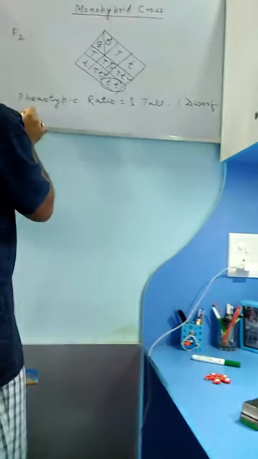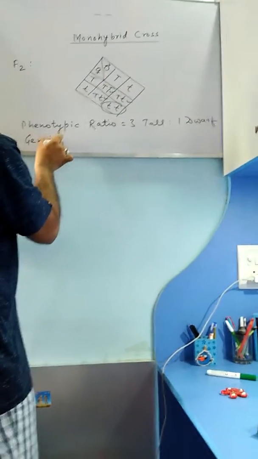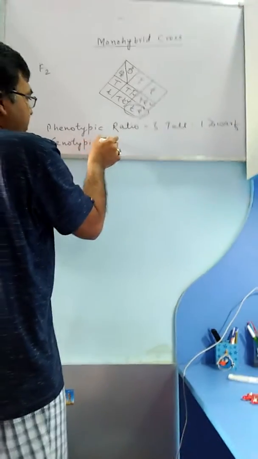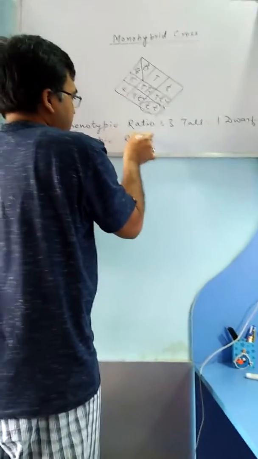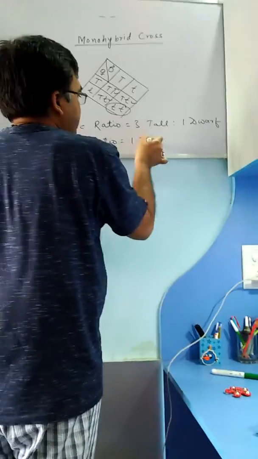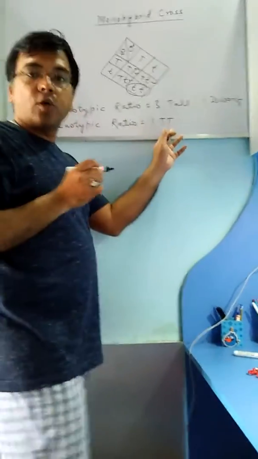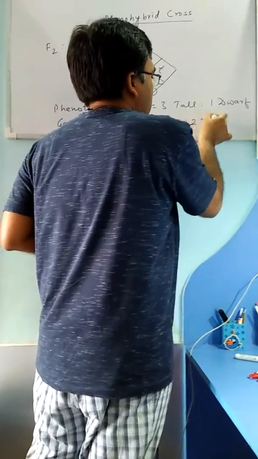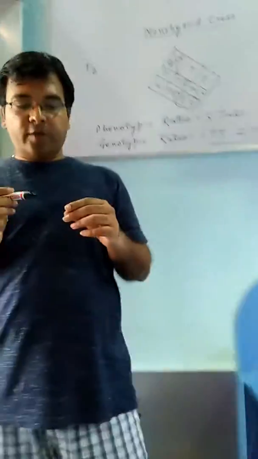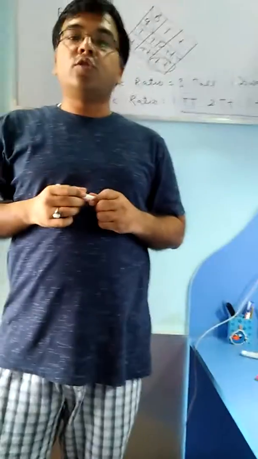Whereas the genotypic ratio, if we talk about it, is completely different here, and I will tell you one thing. It is 1 homozygous tall to 2 heterozygous tall to 1 homozygous dwarf. So this is the ratio which we get. This is the genotypic ratio.